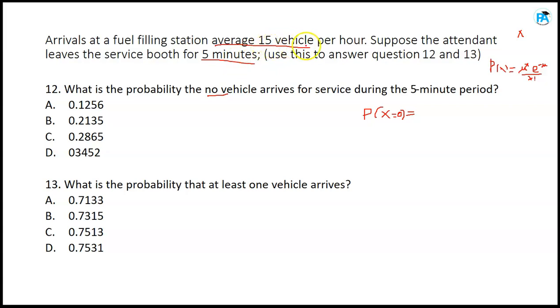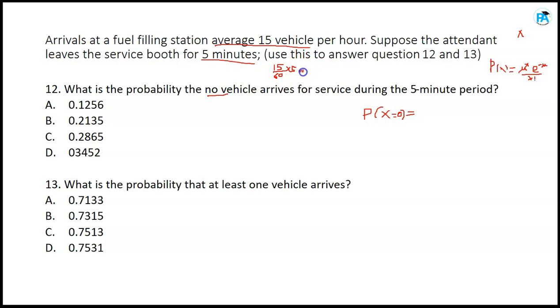Now, if the mean for 1 hour is 15, then the mean for 5 minutes will change. Okay, so to find the mean for 5 minutes, are you with me? What you do is, you are going to take the 15 vehicles and divide it by the number of minutes. You know, there are 60 minutes in 1 hour, so you divide it by 60 to get 1 minute. Okay, so when you get 1 minute, you multiply it by 5 to get 5 minutes.